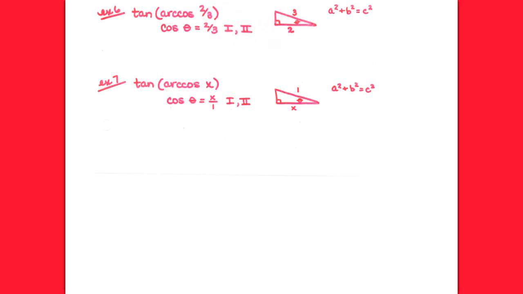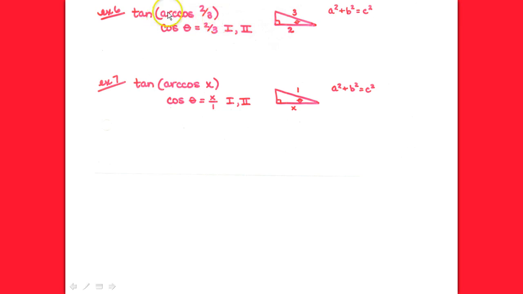For the next one, they give me the tangent of the arc cosine of 2/3. Can I cancel and just say my answer is 2/3? Why no? Yeah, they're not even inverses, right? I can cancel tangent with arctangent, or sine with arcsine, or cosine with arccosine, but I can't cancel tangent with arccosine, right? So let's start with the inside piece, what's in parentheses, okay?